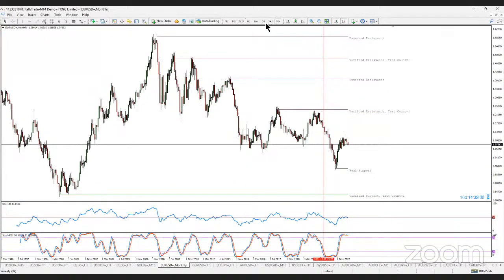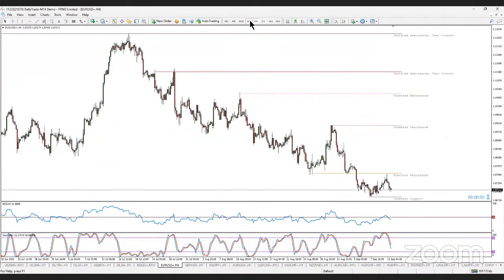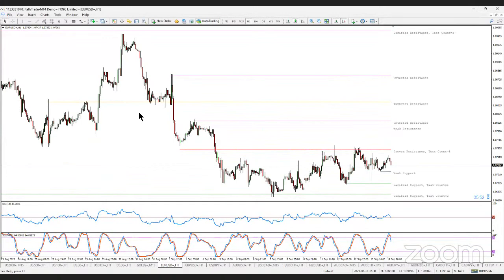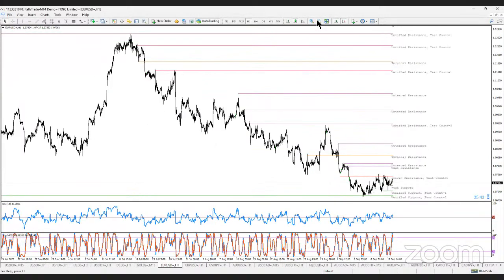So for Euro USD, I always use this stochastic RSI VIP indicator. It helps me a lot. It helps me know what to do when it comes to trading, what I should do basically.